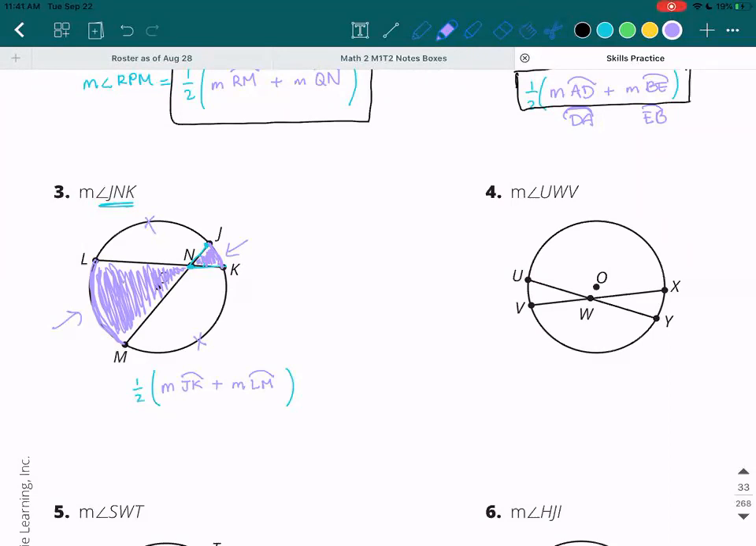So let's do number 4 as well. So number 4, we're talking about the angle UWV. That was hard to read. UWV. Okay. Now, which arcs do we want to use?